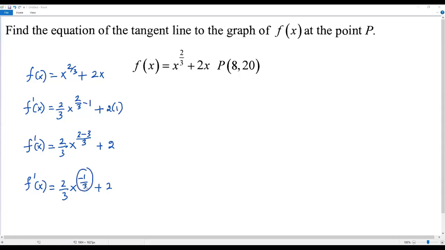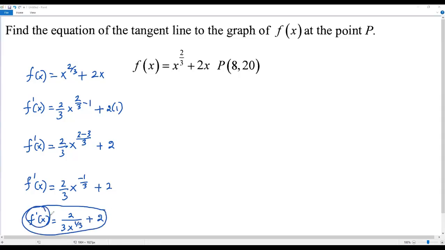Here the exponent is negative. We can convert this exponent to positive by moving this term to the denominator. When I move x to the power negative 1/3 to the denominator, the exponent becomes positive. So f prime of x equals 2 over 3 times x to the power 1/3, plus 2. Now I have got the first derivative of the given function.